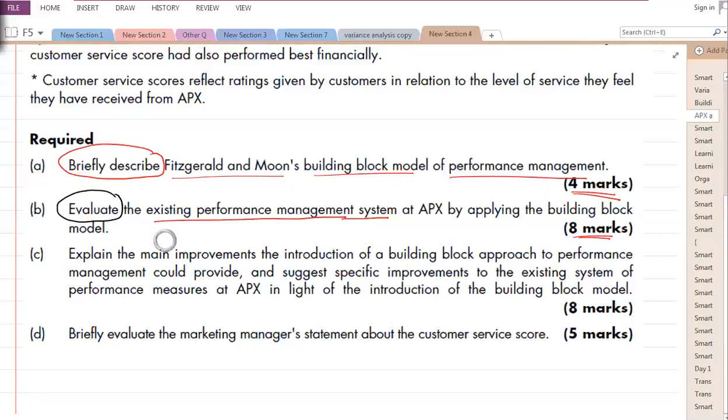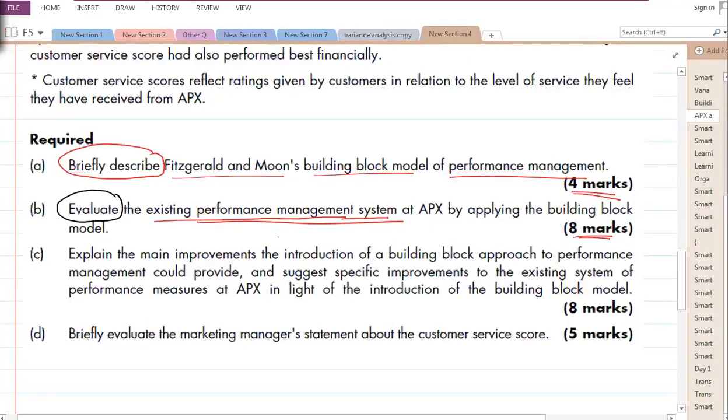Evaluate in simple terms in your exam, if there is no calculation involved, then that would mean good or bad. You have to be very careful with the requirement. It says existing performance management system, which means the performance management system needs to be evaluated, right? It's different from measuring the performance, right? These are 2 different things.